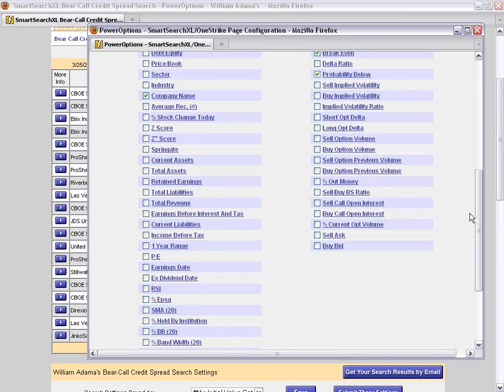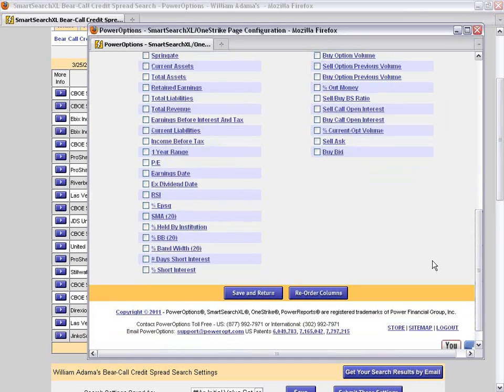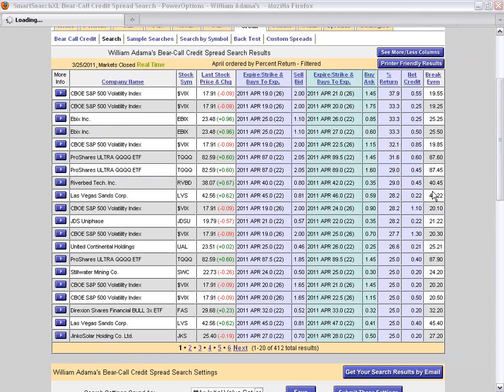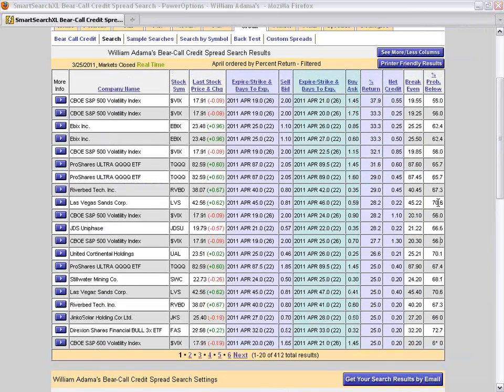There it is, probability below. Okay, so let's save and return. Close the window. All right, so now we see a problem. Yes, we have a lot of leverage returns here. Positions on the VIX, of course, but look at the probabilities.